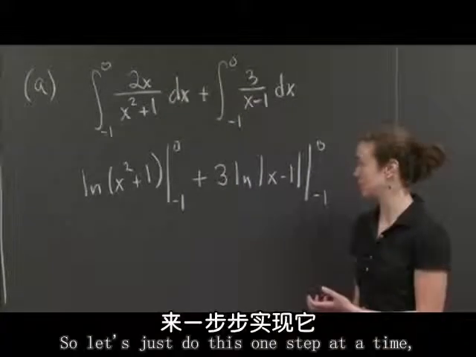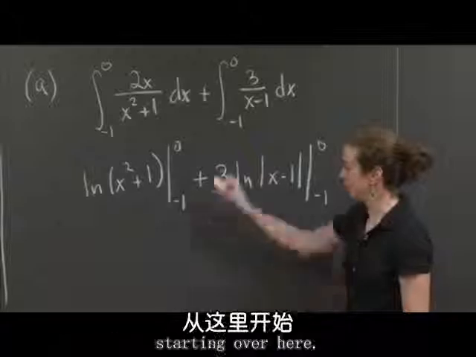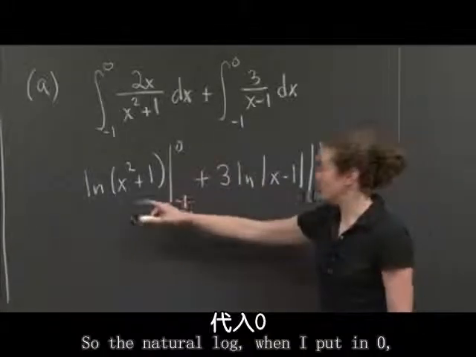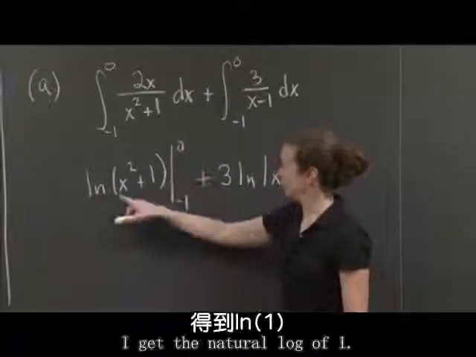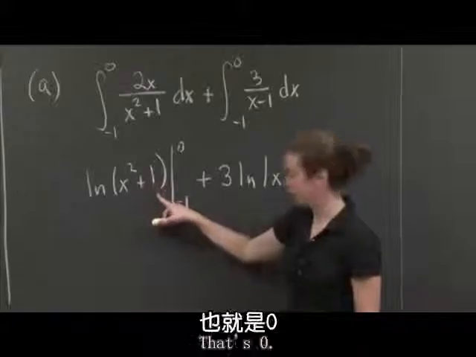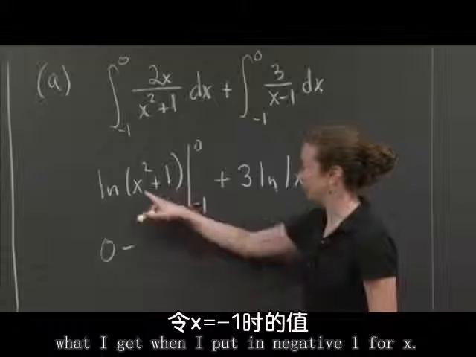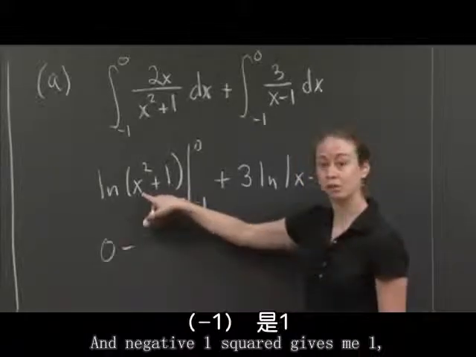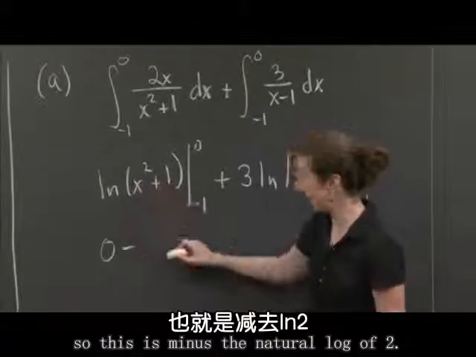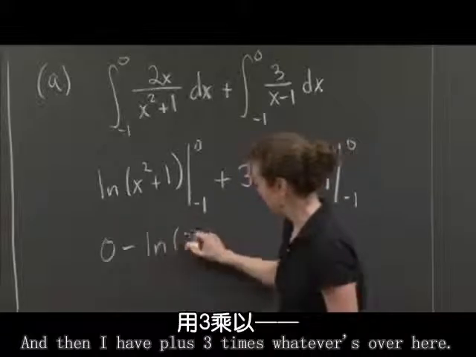Okay, so let's just do this one step at a time, starting over here. So the natural log, when I put in 0, I get the natural log of 1. That's 0. And I subtract what I get when I put in -1 for x. So -1 squared gives me 1. So this is minus the natural log of 2.